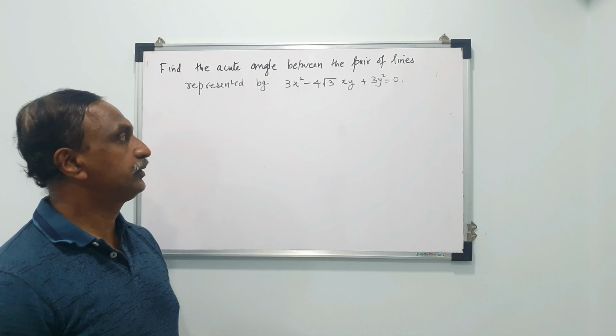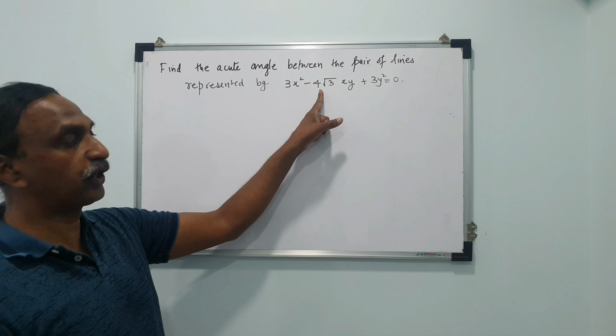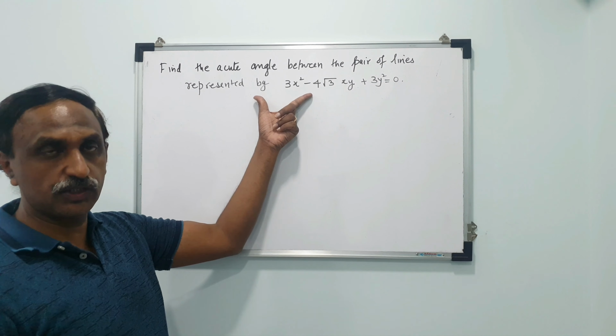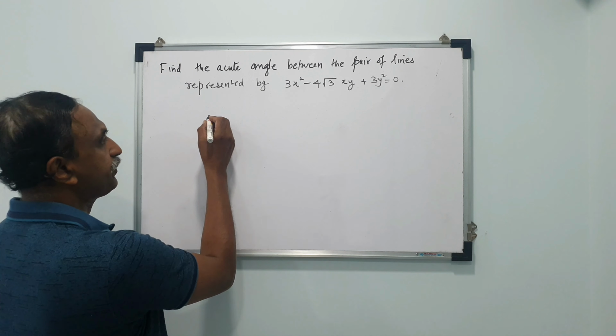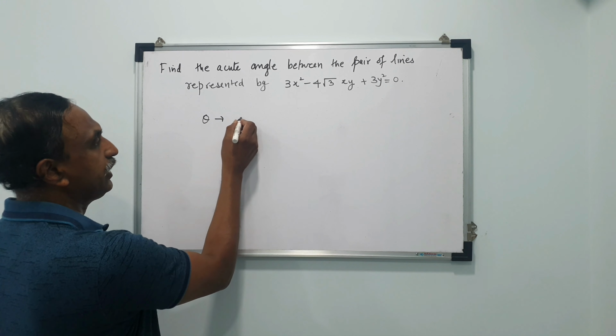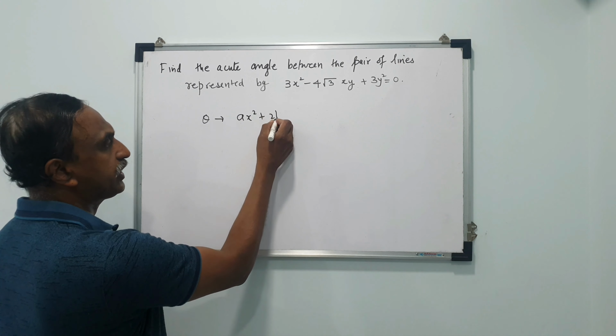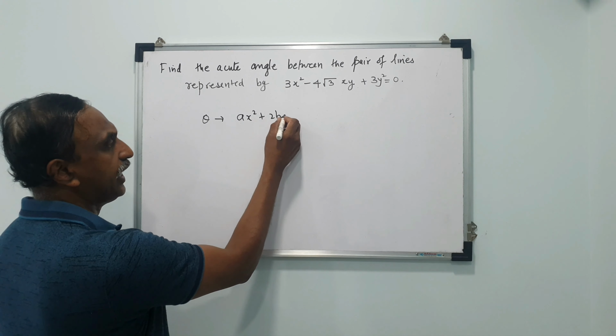Now we are going to find out the angle between the pair of lines. The formula for this we have already derived. I'll just recap the formula. If theta is the angle between ax square plus 2hxy plus by square equal to 0, then tan theta is given by the formula 2 root h square minus ab upon a plus b. This is the formula that we have learned for finding the angle between a pair of lines.